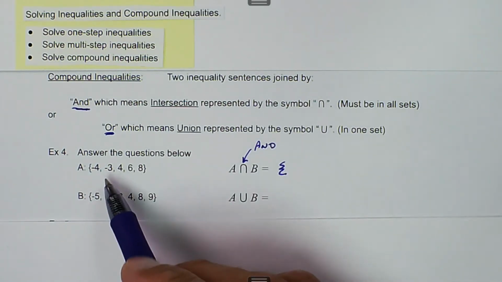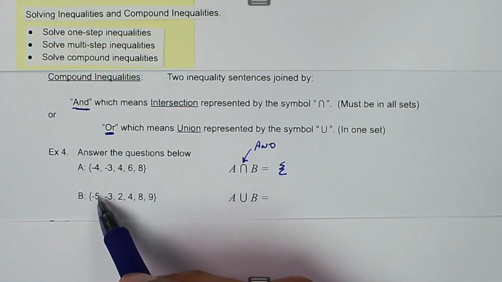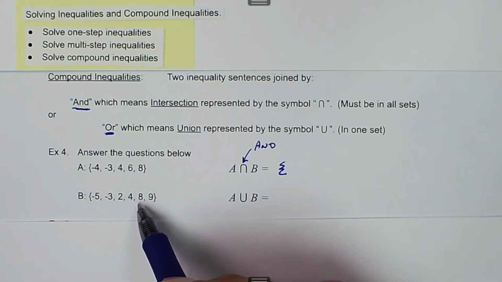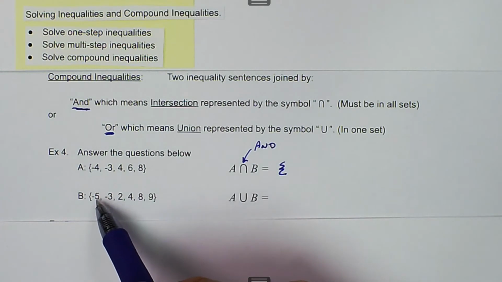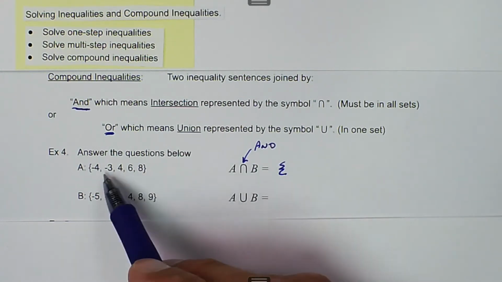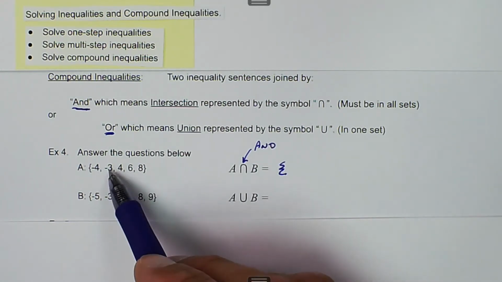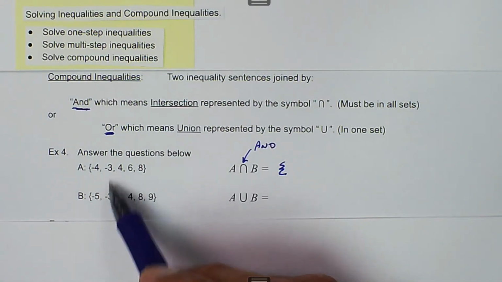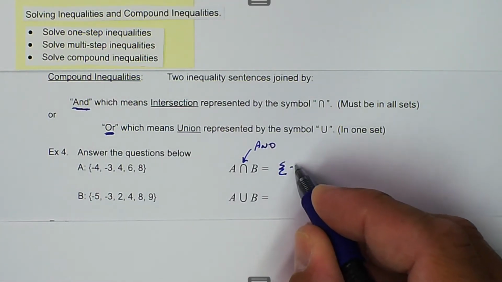So if we look at this set here, -4. Is -4 in this set in B? No, -4 is not included. Is -5 in this set? No. -3. Okay, that is in both. So I'll write down -3.